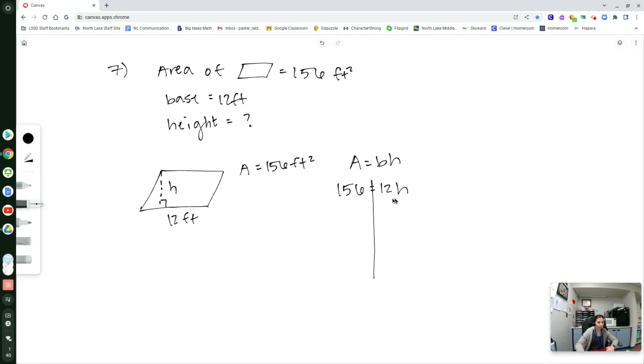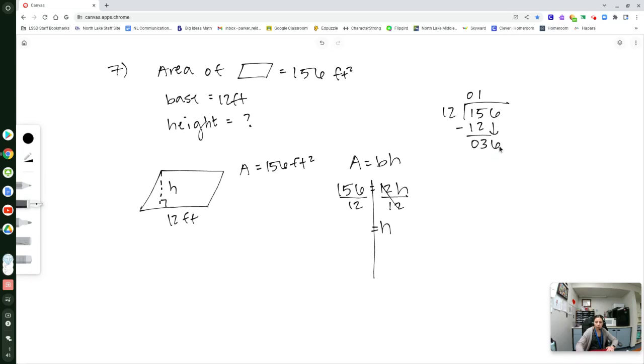So 12 and h are being multiplied together. How do we undo multiplication? We use division. Times 12 divided by 12 undo each other, leaving only h left over. And now we need to figure out what 156 divided by 12 is. 12 does not fit into 1, but it fits into 15 once. 1 times 12 is 12. And then we subtract. 5 minus 2 is 3. 1 minus 1 is 0.